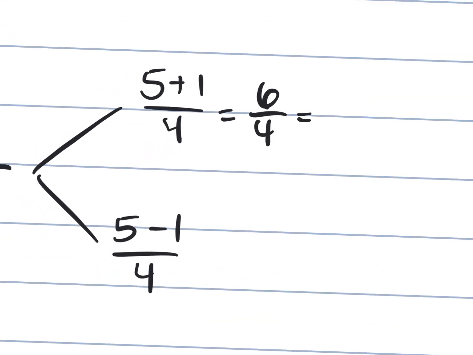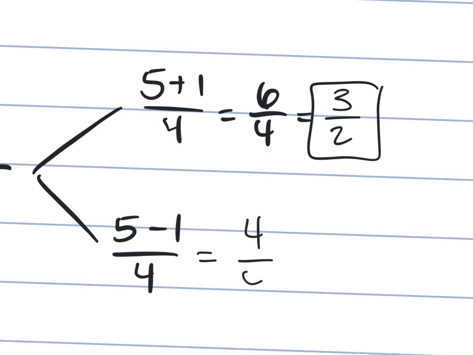Okay, 6 over 4, though. That's one of our answers, or do we have to simplify it? Simplify. To what? 3 over 2. Very good, okay? All right, and the other one? 4 over 4, which simplifies to 1. Guess what? We're done. That's it. It's not hard, it's just remembering that.